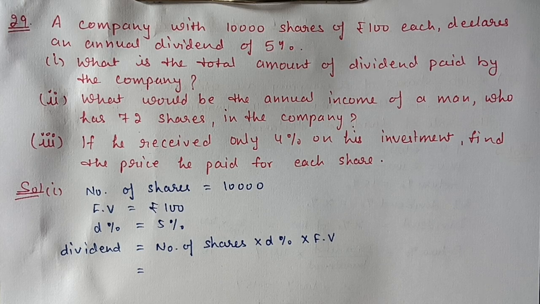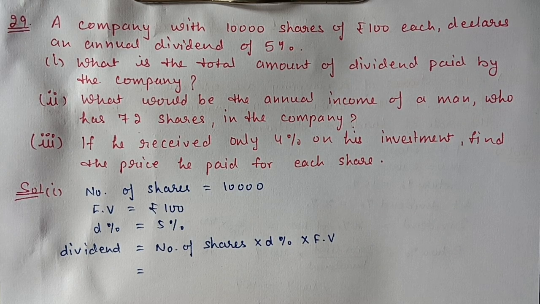Next, question number 29. A company with 10,000 shares of rupees 100 each declares an annual dividend of 5%. First part, what is the total amount of dividend paid by the company? Second, what would be the annual income of a man who has 72 shares in the company? And third, if he receives only 4% of his investment, find the price he paid for each share.